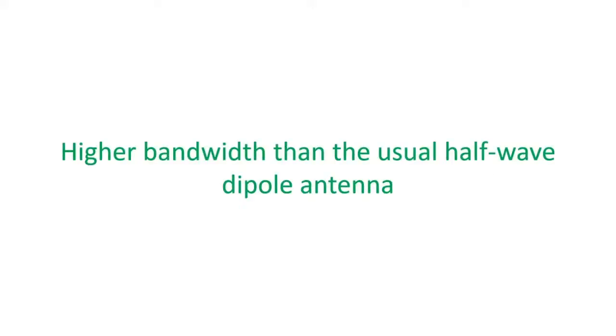Earlier, twin-lead ribbon tapes were used to connect the folded dipole antenna to the television receiver. Folded dipole antenna has a higher bandwidth than the usual half-wave dipole antenna. There can be variants of the dipole antenna in which the additional conductor loop can have a different thickness with a change in the feed point impedance.